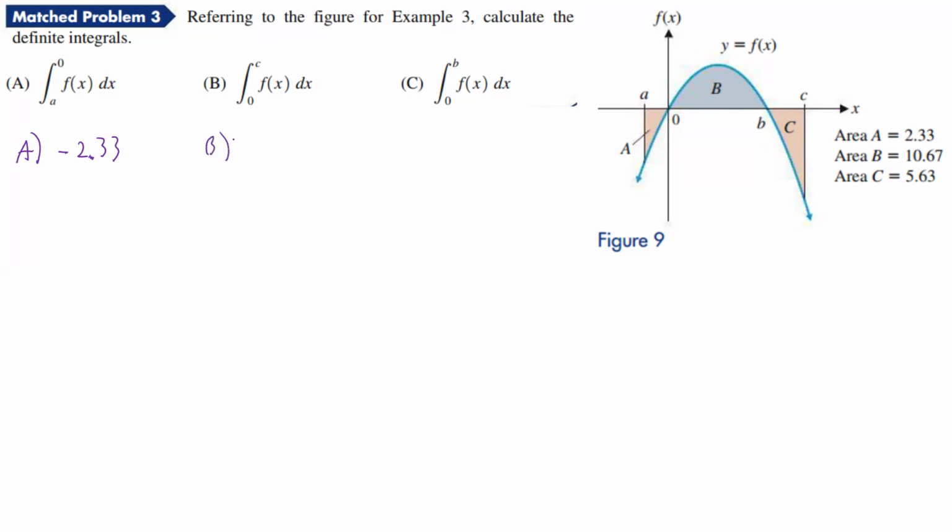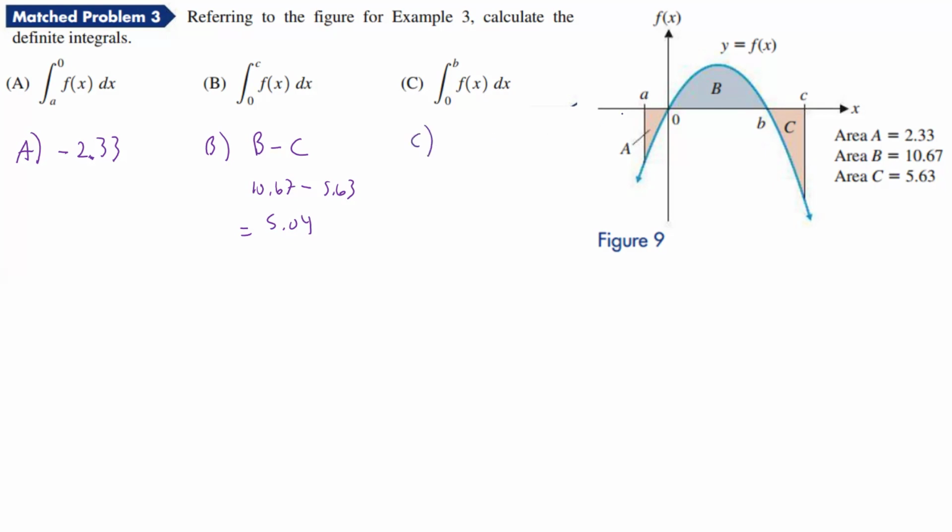What about B? B is going to go from 0 to c. So we have a positive area here and a negative area here. What we need to do is take B minus C, because these have all been converted to positive areas. So 10.67 minus 5.63, and if we calculate that, we get 5.04. And so that's how we're going to calculate that one.